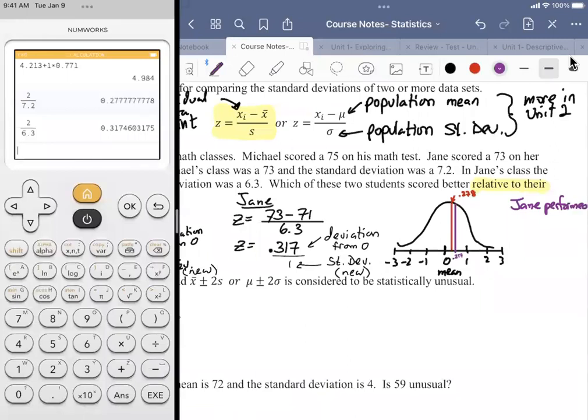I went off the grid there. Better relative to her class. All right.